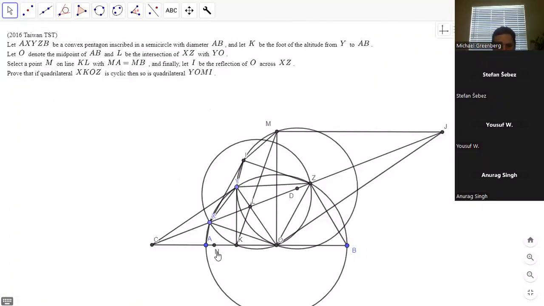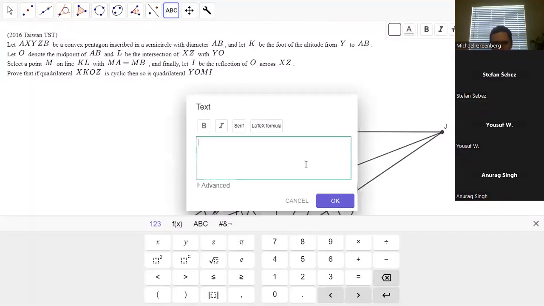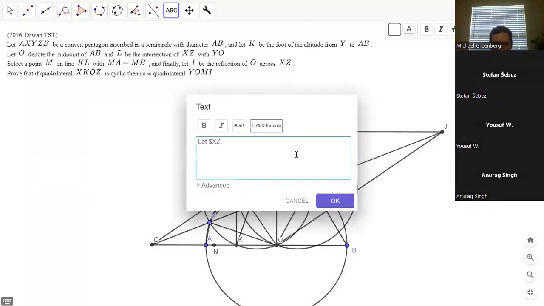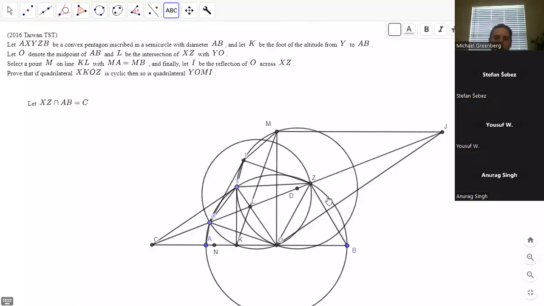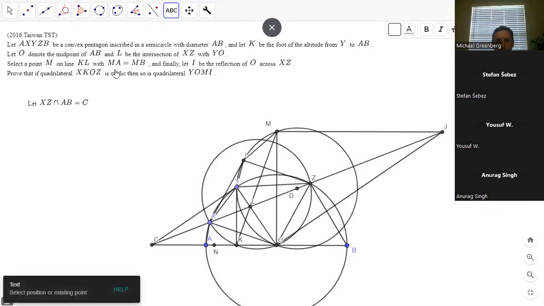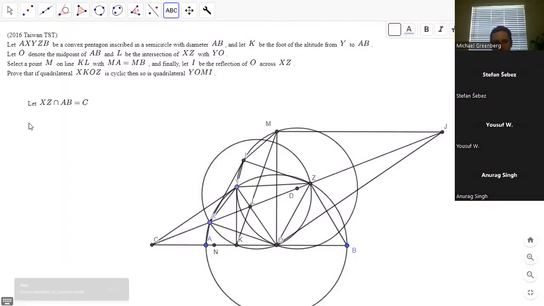Okay, so first of all, let XZ intersect AB at C. Then we are saying A, B, K, and C are harmonic, because the circle with radius square root of CX times CZ sends K to O and A to B. So basically, they are harmonic bundles C, K, A, B. So CK times CO is CX times CZ equals CA times CB.